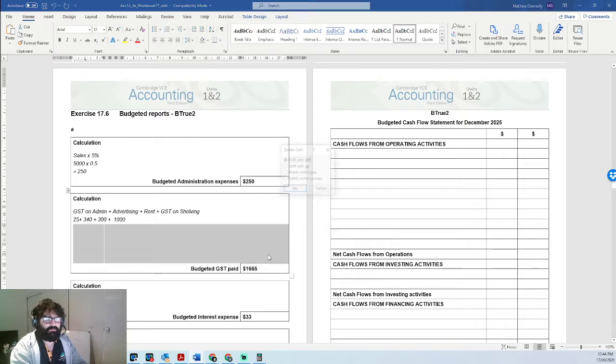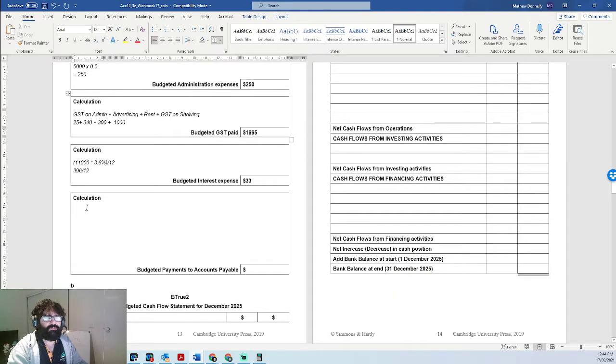Let's delete the excess. Alright, next one, budgeted payments to accounts payable. So this one requires a little bit more. So we need to get our formula up. So we go end equals start plus purchases minus purchase returns minus repayments minus discounts received or discount revenue.